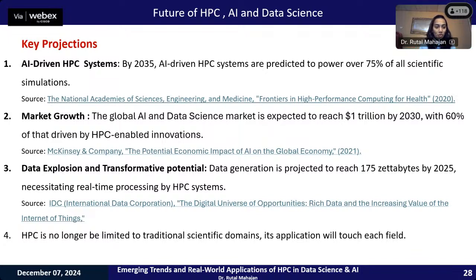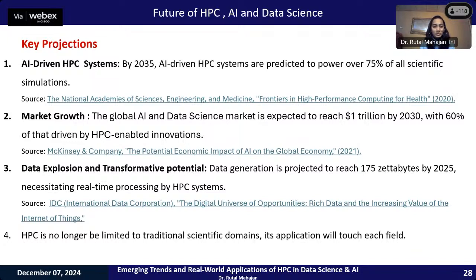And that data is from the National Academies of Sciences, Engineering, and Medicine, Frontiers in High Performance Computing for Health, published in 2020. And we can say from the current scenario how true it is. Market growth regarding that, I can say the global AI and data science market is expected to reach 1 trillion by 2030, with 60% of that driven by HPC-enabled innovations.